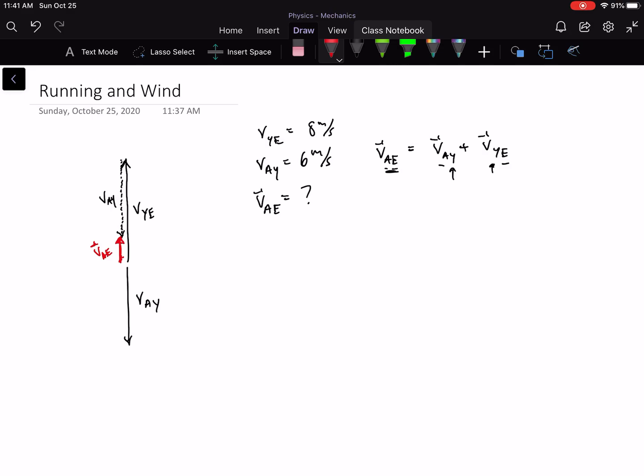And so what that looks like in terms of this equation is just that you've got air relative to you, which is negative 6 meters per second. You've got you relative to the Earth, which is positive 8 meters per second. And so this velocity is 2 meters per second north in our coordinate system here. So in other words, it's a tailwind coming from behind you, and that's why the apparent wind that you feel is a little less than your own velocity. Okay, so that's that. On to the next one.